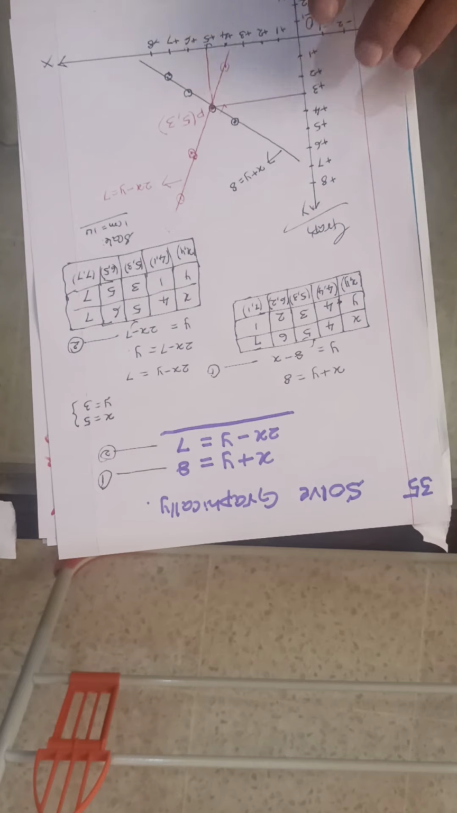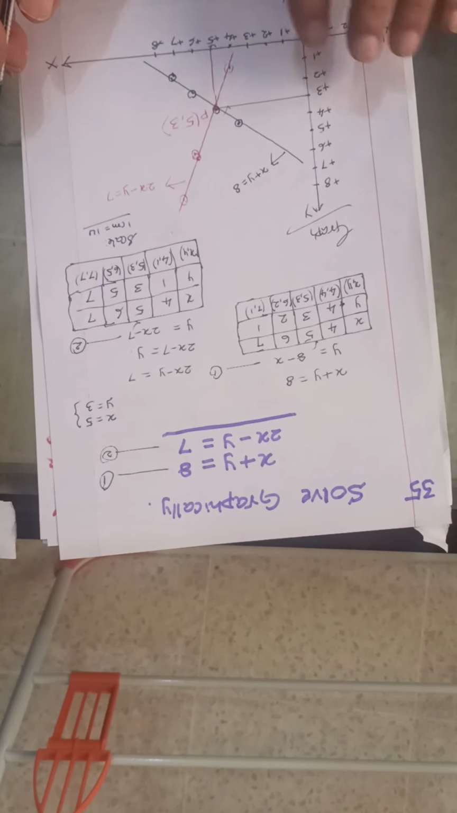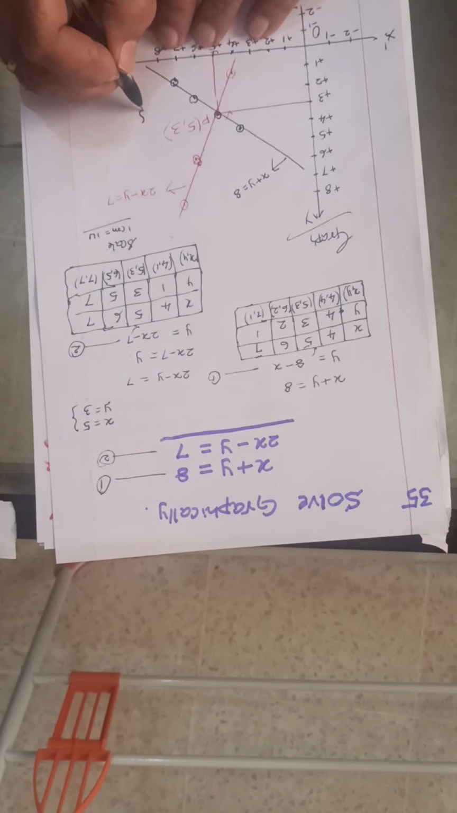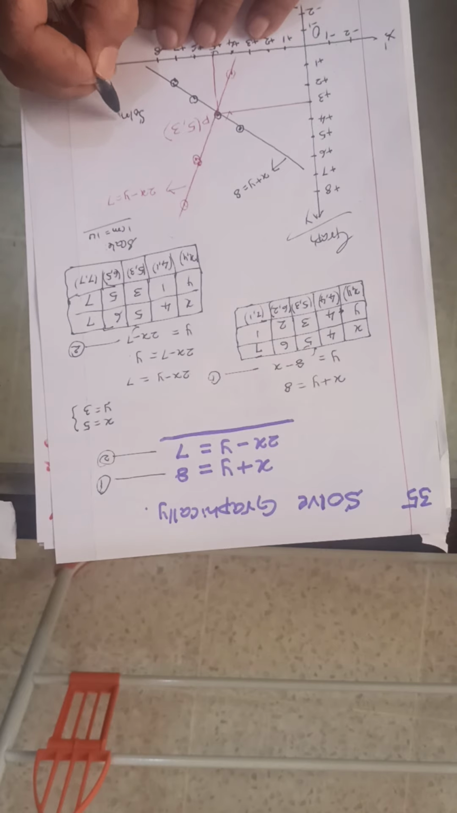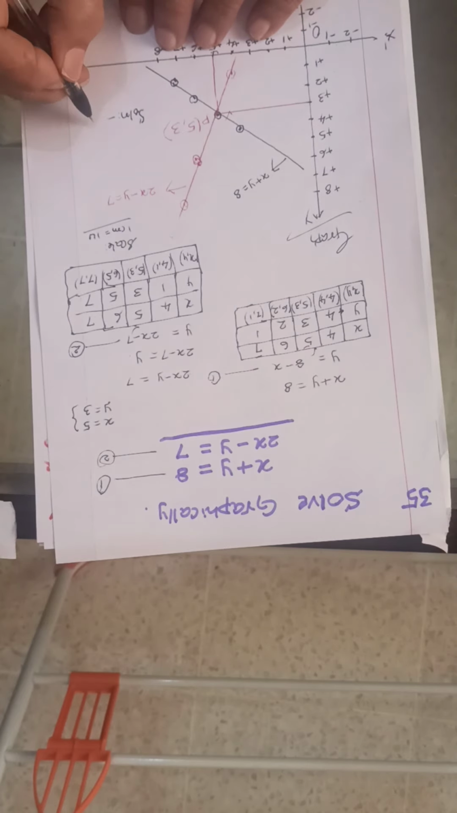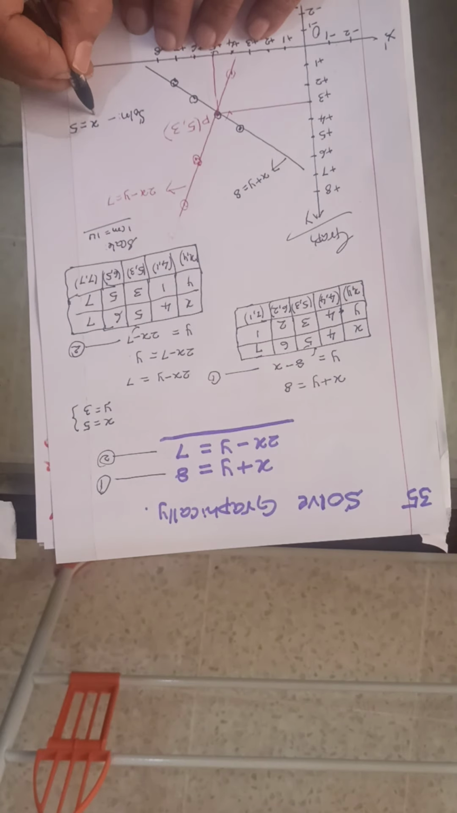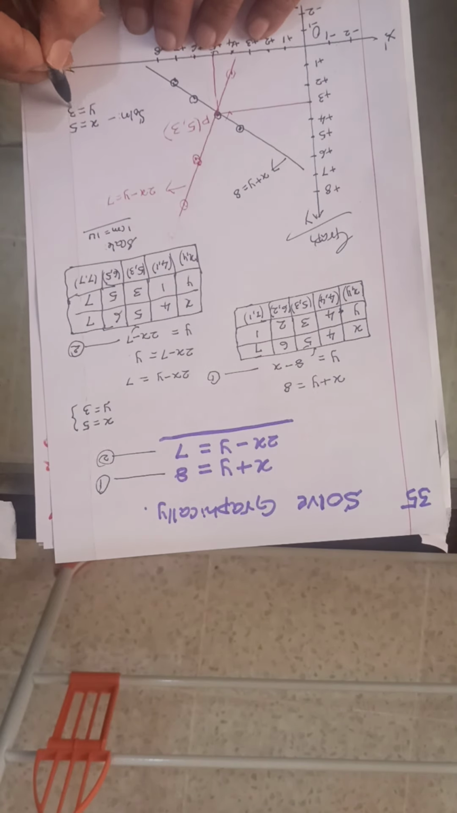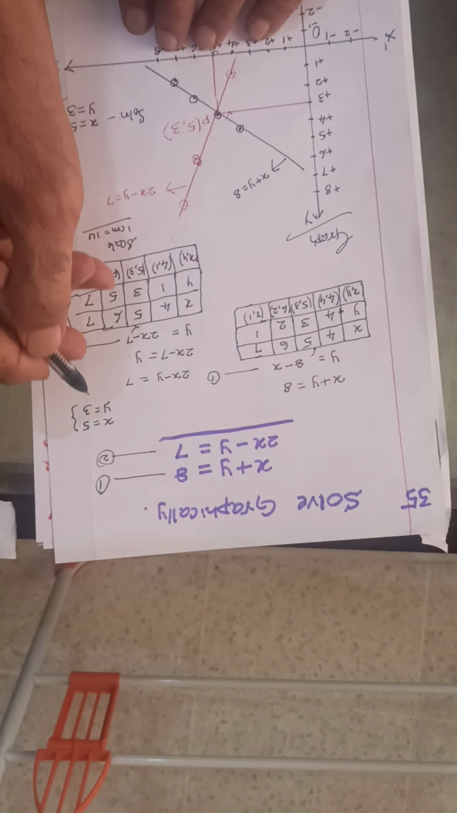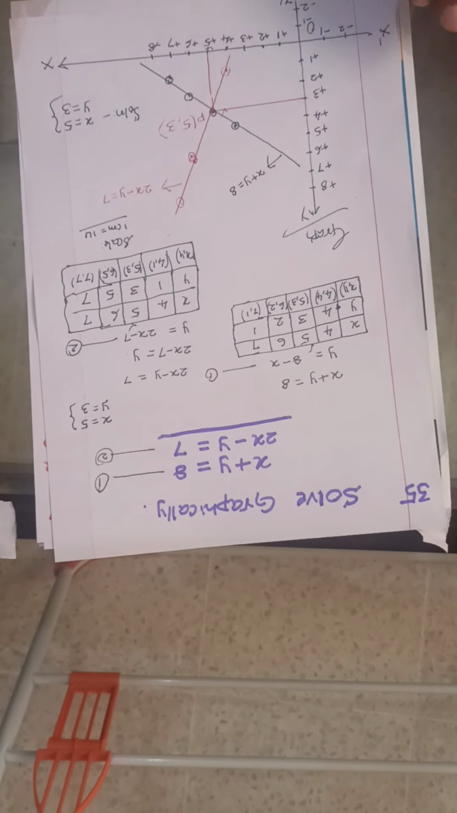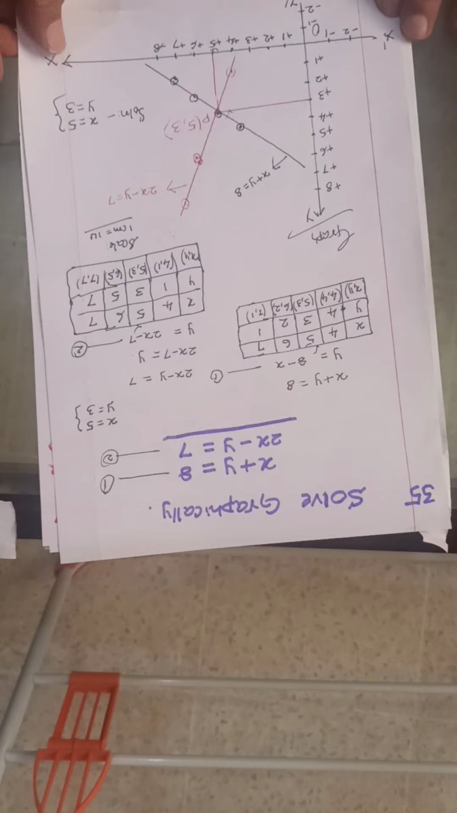You must write the solution for the problem. Don't forget to write this solution. It carries half a mark. Solution: x is equal to 5 and y is equal to 3. This is the solution. What you have guessed earlier, we get the same thing. So this graph carries 4 marks, remember.